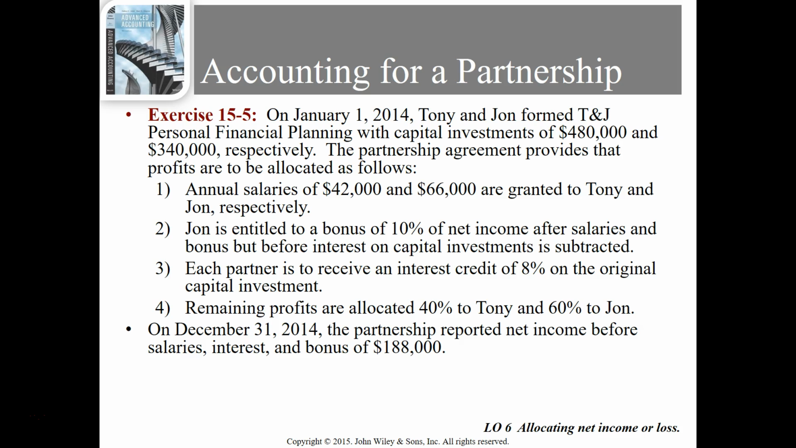So let's look at a different exercise here. We have these two who have invested capital. We have a partnership agreement that provides that profits are to be allocated as follows. The salaries, a bonus of 10% of net income after salaries and bonus, but before interest on capital investments is subtracted. Each partner is to receive an interest credit of 8% on the original capital investment. Anything left is a 40-60 ratio. Assume 188,000 was net income this year.